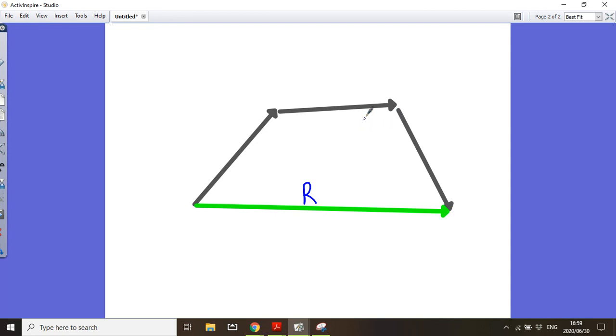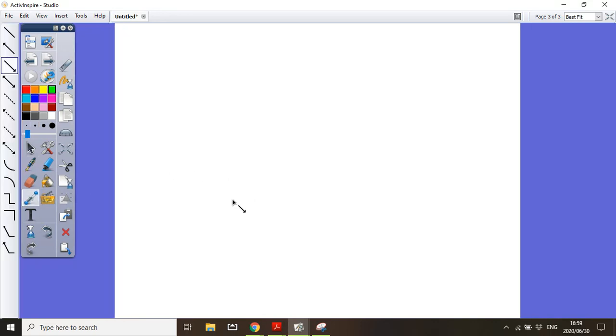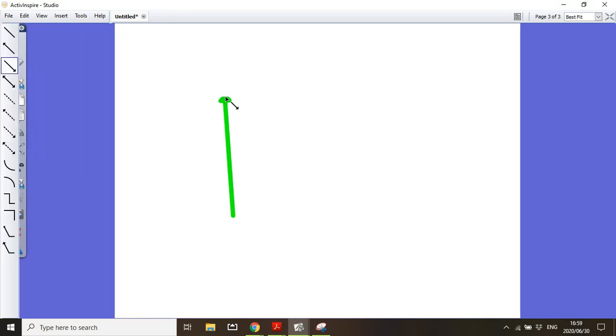Now, normally you're not going to get so many of them, and you're only going to have two vectors, for instance. So if you are running across a field, they would say a person is running north, for instance, and then the person is running east. What is the resultant vector?